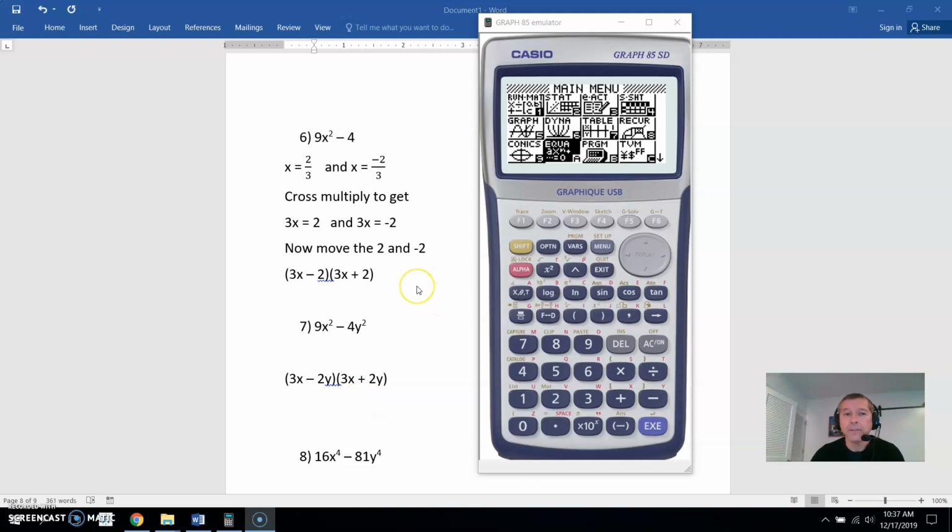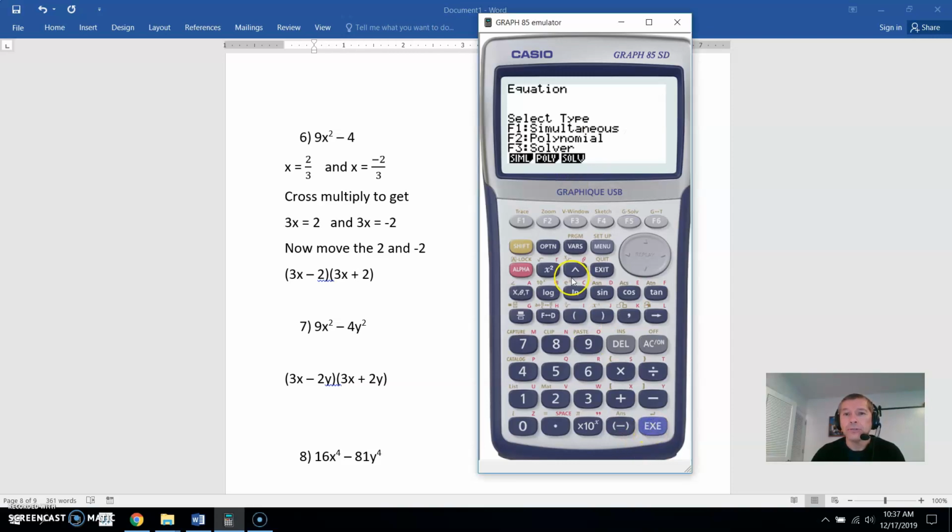Okay, this is the second video on factoring. And again, to use the Casio to factor, we have to go down to the equation menu and then choose polynomial, F2, and look at the power of the equation. So I'm going to do this one right here, 9x squared minus 4. That's a second degree equation, so either click F1 or click the 2. And then put in your coefficients.